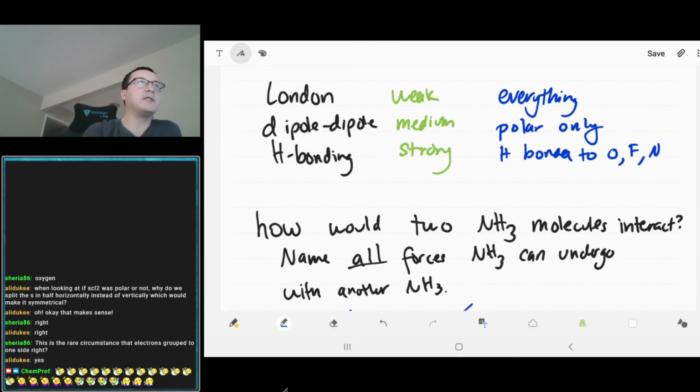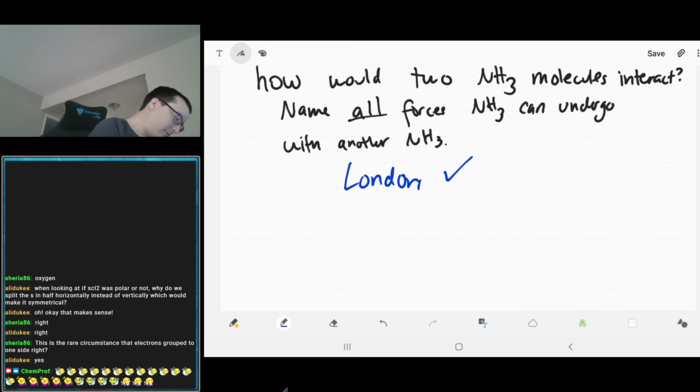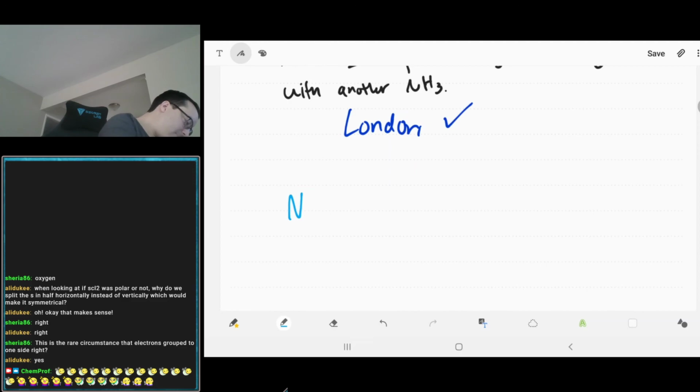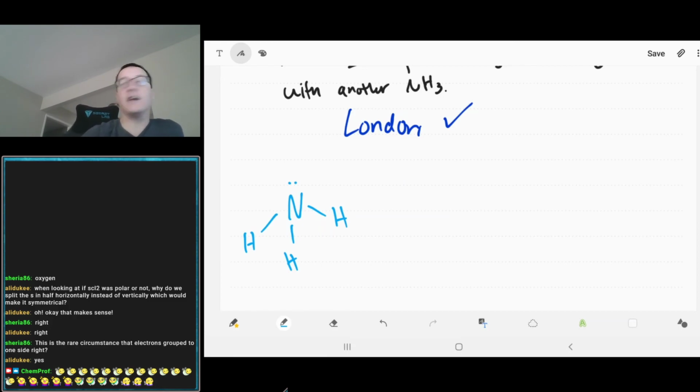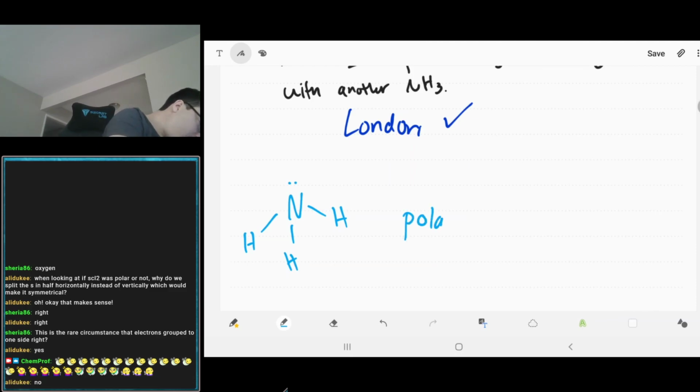And so, if we want to look at the other two, if we want to see can ammonia do dipole-dipole interactions, we have to determine if it's polar or not. In order to do that, we need to do its Lewis structure, which we have already done. But of course, on your own, if you do not have it already in your head, you would have to draw its Lewis structure from the beginning. So, is this going to be a polar molecule or not?